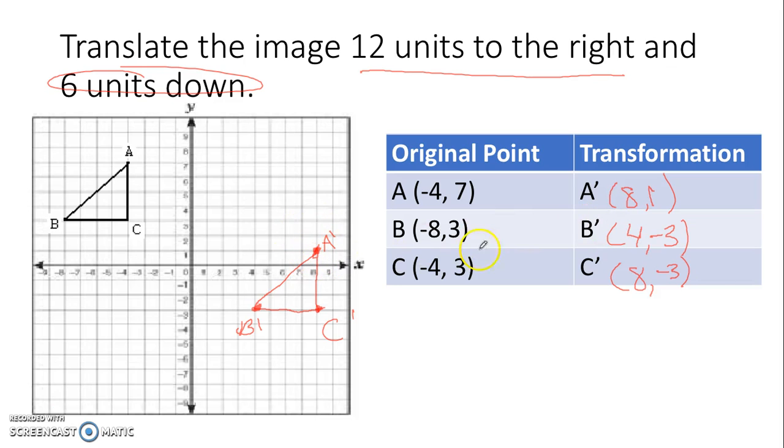You could have plotted and then rewritten the new ordered pair. That's just another way that you could think about it as well, counting to the right and down, or whatever the instructions may say. Okay, we just need to remember that right and up would be plus and left and down would be minus.